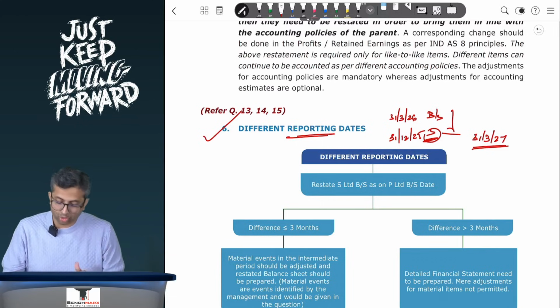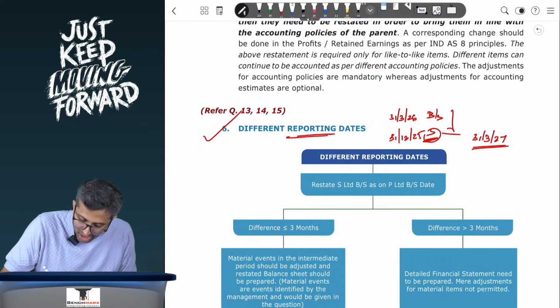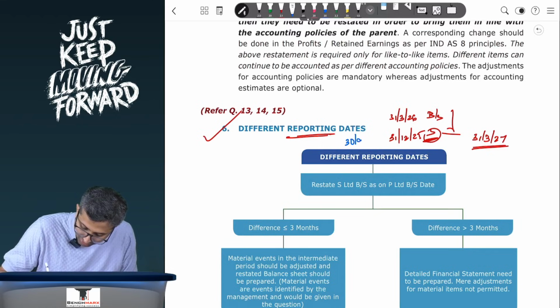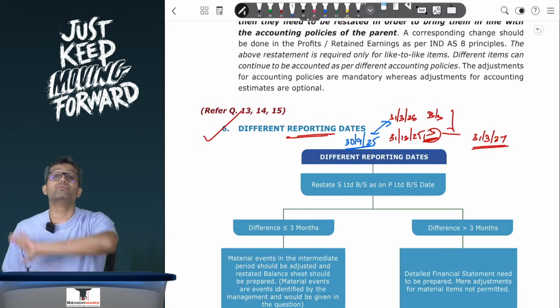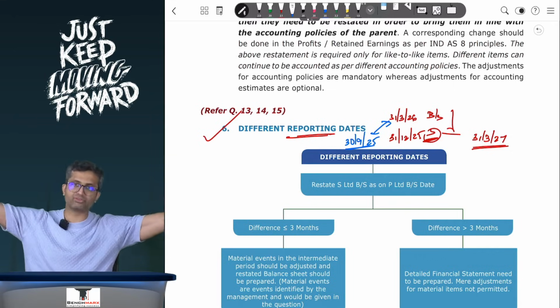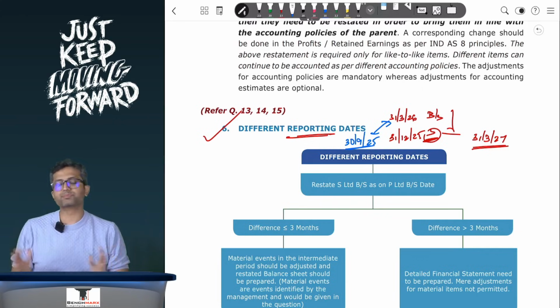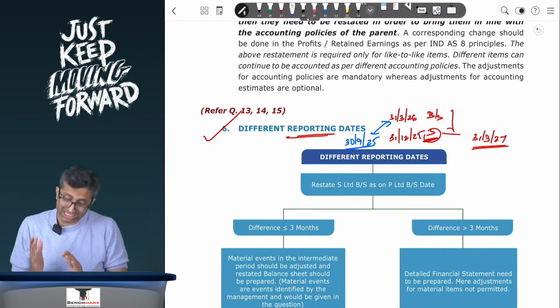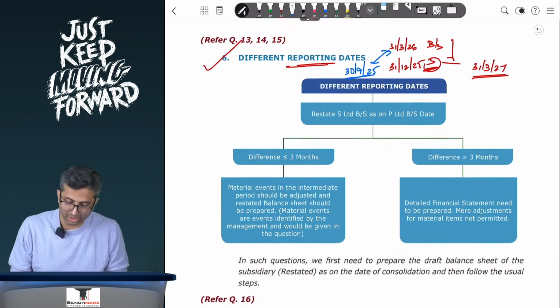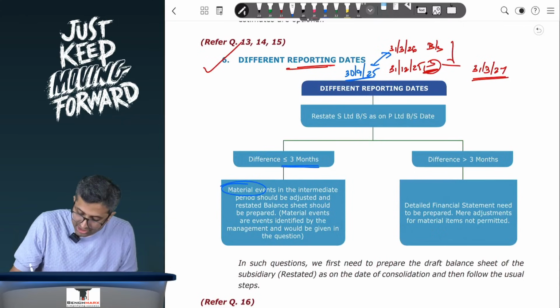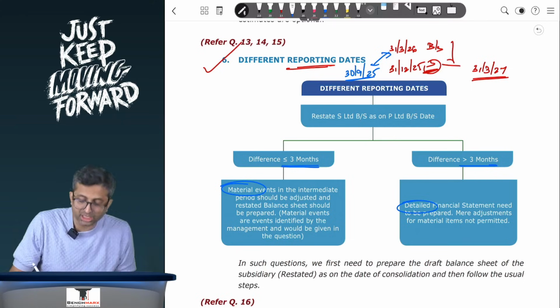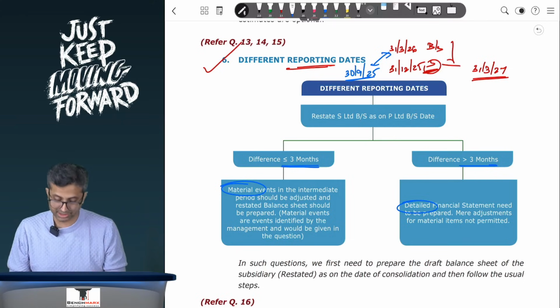But if the gap is more than 3 months, like for example, over here, the subsidiary's balance sheet was prepared on 30th of September 2025, which means the gap between parent and subsidiary is 6 months. Now there is no leeway. You will have to prepare the full balance sheet, considering all events, not just material events, and prepare the subsidiary's balance sheet on 31st March 2026, and only then can you prepare the consolidated balance sheet. So if the difference is less than or equal to 3 months, you will make adjustments for only material events. If it is more than 3 months, you will prepare detailed financial statements considering all the events.